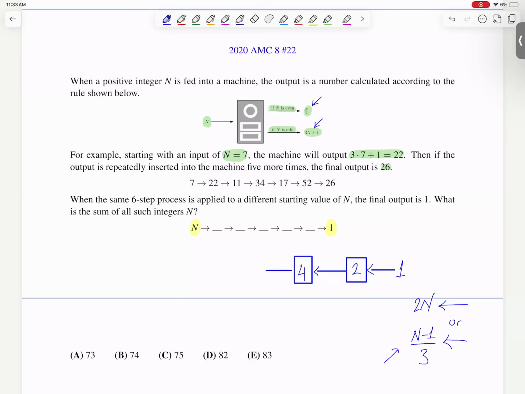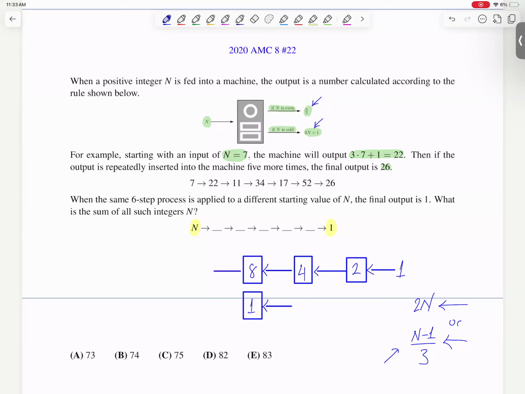Now, the third time, let's reverse it. Here we can put in 2 different values. 2 times 4 is 8, or 4 minus 1 is 3, and 3 divided by 3 is 1. We can have 1 in this step. So that's 1, 2, 3 times we reverse it.